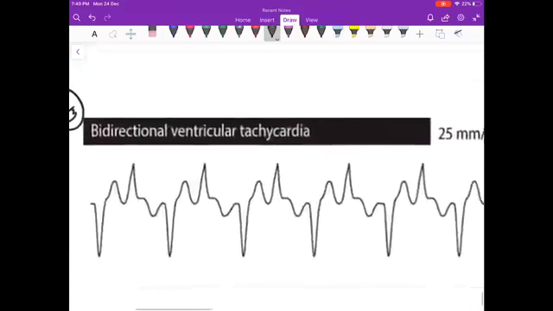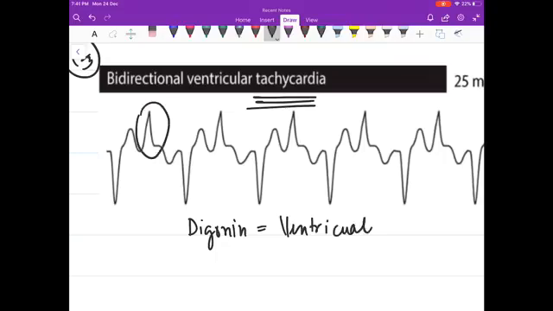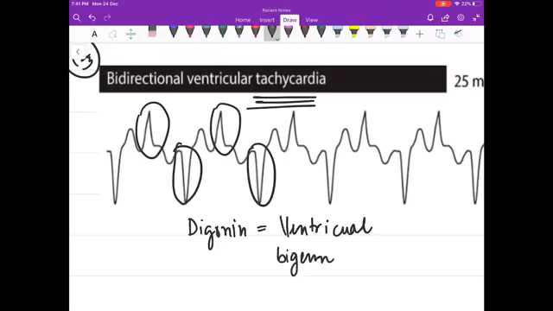Okay friends, so coming to the last question, bidirectional ventricular tachycardia. It is due to digoxin, also called ventricular bigeminy. A normal QRS complex is followed by a premature ventricular complex. Normal QRS complex followed by premature ventricular complex. Ventricular bigeminy. So thank you friends for watching this video.